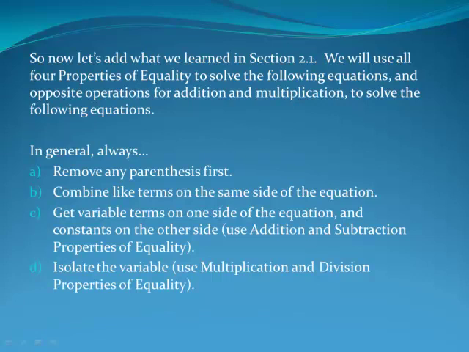In general, you always want to do the following. Remove any parentheses first in the problem. Combine like terms on the same side of the equation. Get variable terms on one side of the equation and constants on the other. And the way you do that is you're going to use the addition and subtraction properties of equality. And then we're going to isolate the variable, which means we're going to use multiplication and division properties of equality.